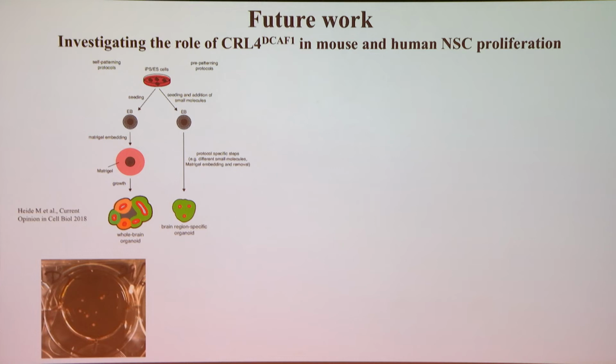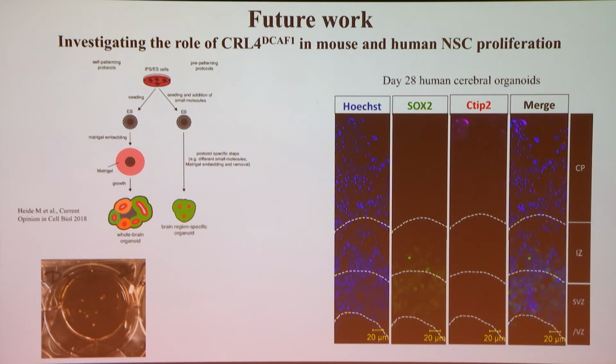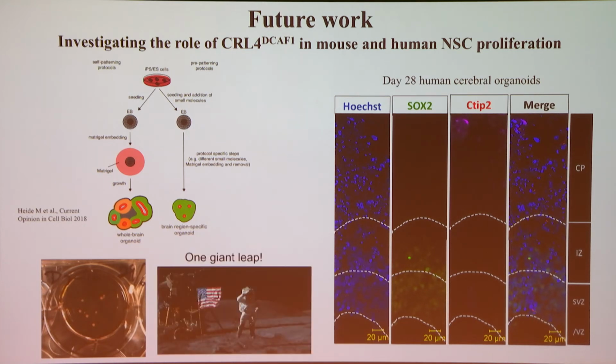So we are able to grow these organoids, and we are able to see the different layers and structures in the organoids, mimicking human brain development. I hope you can appreciate that this is a giant leap, hopefully, from Drosophila to human, and we are pretty excited to test the function in the higher model organisms.